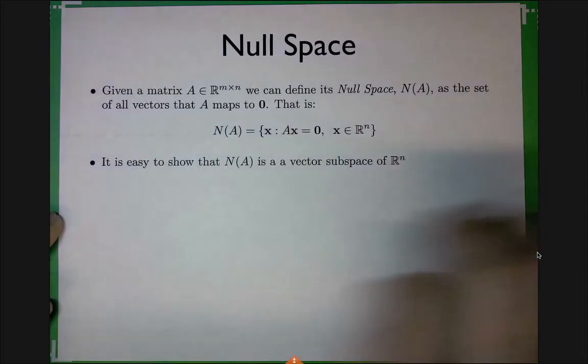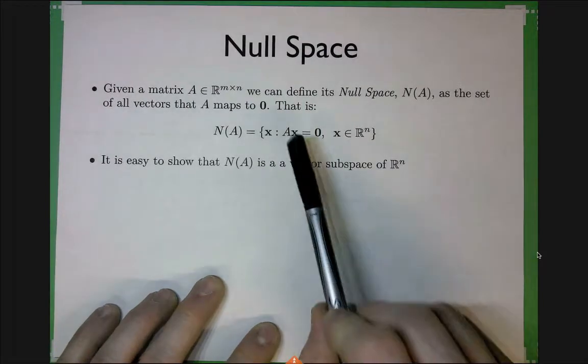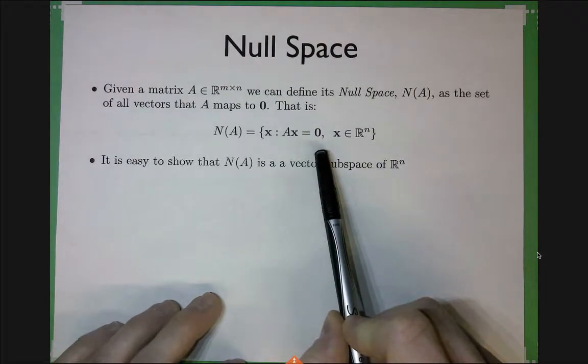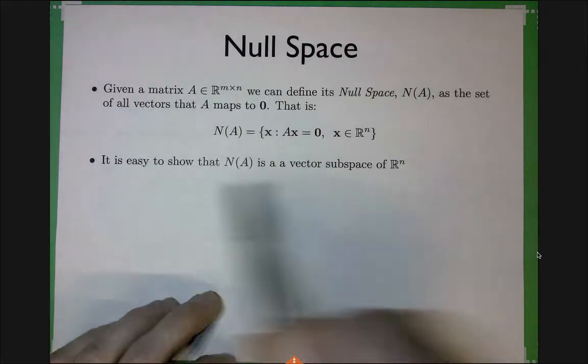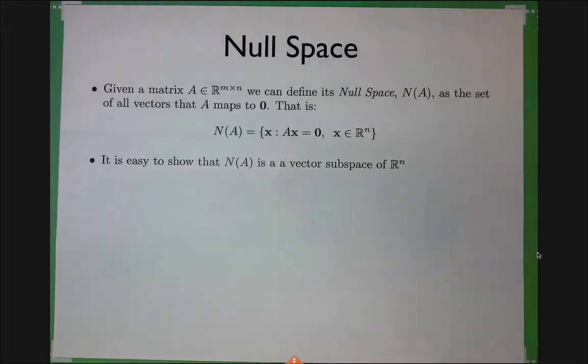Do you still remember what the null space was? I hope so, so let's just do it quickly. The null space is the set of all vectors which the matrix maps to 0. For all of them, it's very easy to show that it's a vector subspace, right? We discussed this. You should be able to show it yourselves at an exam or something like that.